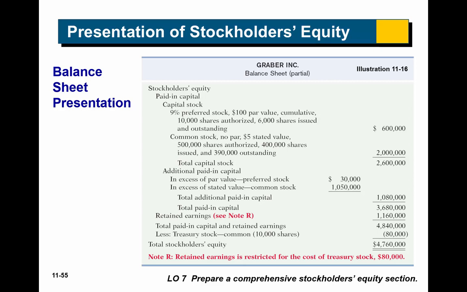You can see the paid-in capital. This company has capital stock of preferred stock of $600,000, common stock of $200,000. Remember, that's at the par value. And then it has additional paid-in capital, and you'll notice they split that out for the preferred and the common stock. And then they give you a total additional paid-in capital. So the total of the stock and the paid-in capital is the total paid-in capital.